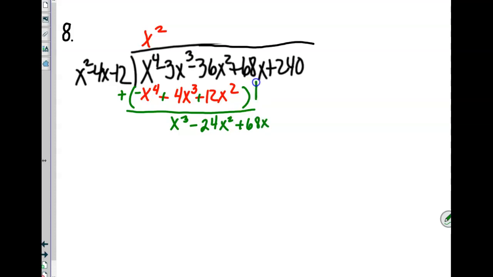Did someone else get that? Negative 36 plus 12x squared is negative 24. We good? All right, that's an 8. Kind of looks like a 9. Anybody want to tell me the next step? Yep, we need to multiply to get an x squared to become an x cubed by a positive 1x, or just an x. That'll give us x cubed minus 4x squared minus 12x.